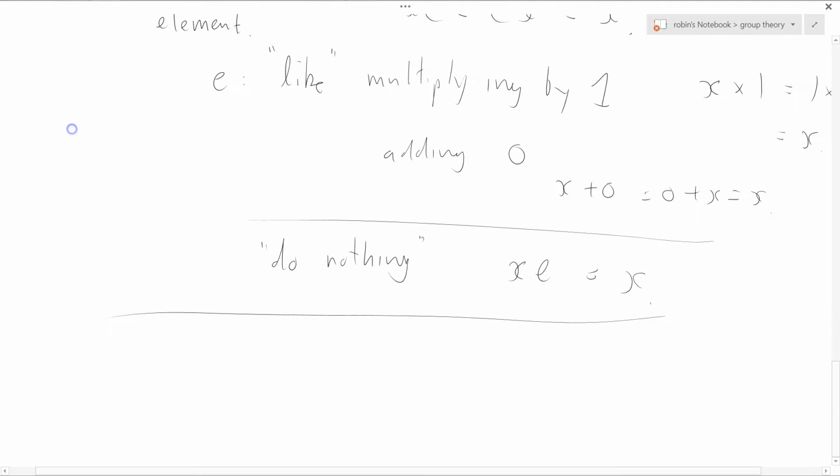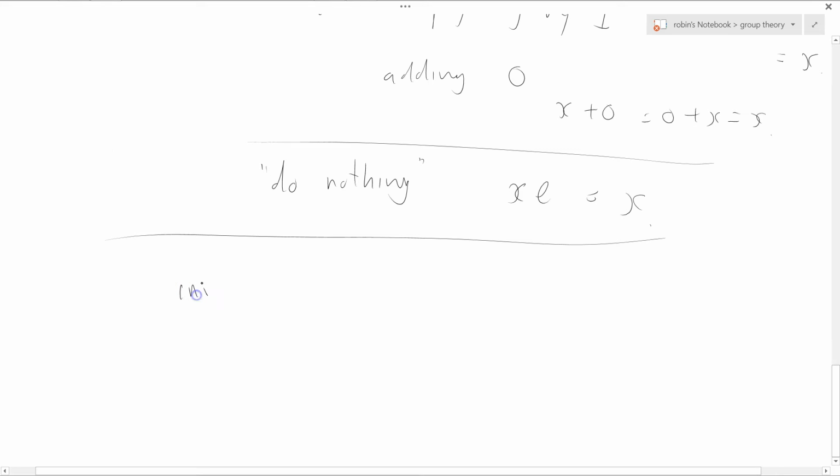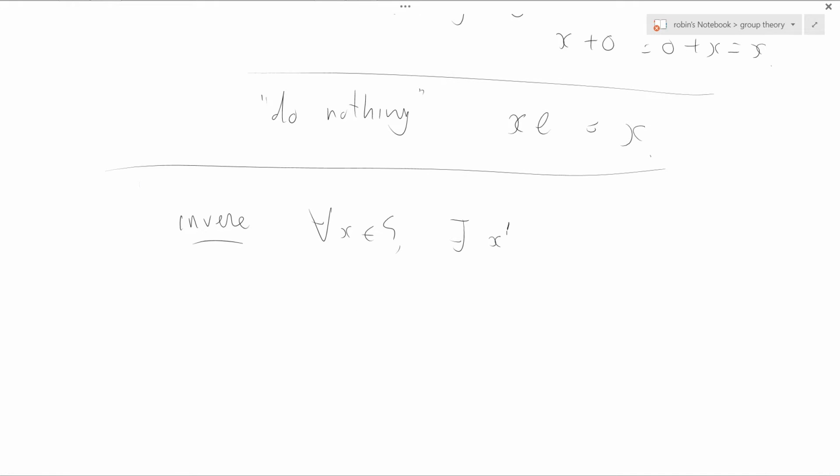Different notations you see in different books. Now inverse. For all x in the group, there exists x dash. We'll see different notations for this as well, but for the moment I'm just going to call it x dash, which is also in the group, such that x x dash equals x dash x equals e.